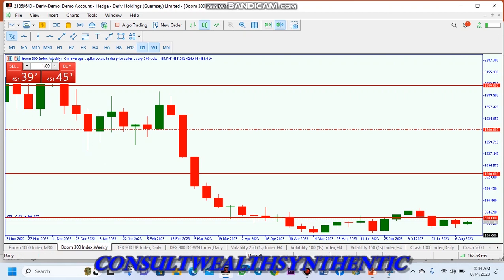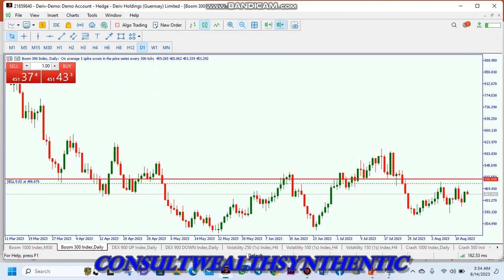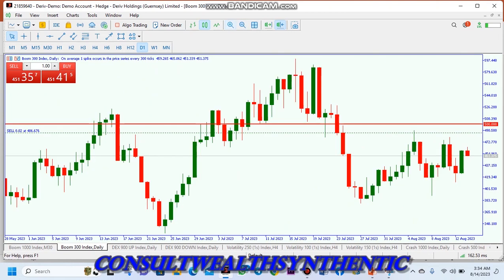So let's come to our daily time frame. On our daily time frame, we see price ranging from the 500 level. So let's do like this. We want to first draw a trend line for this. We see that price has been respecting this trend line.